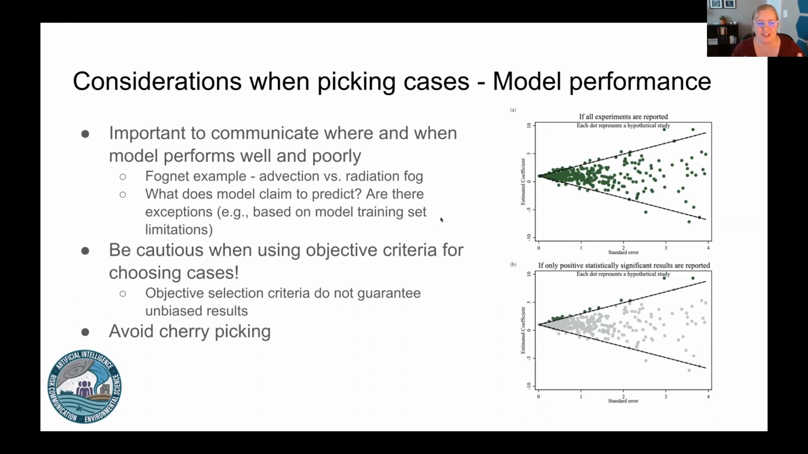So objective selection criteria do not guarantee unbiased results. Objective sounds nice, but it's not necessarily something that's going to keep you from having inherent biases. And so that's why it's always important to be critical and thoughtful. And of course, I probably don't have to tell you guys this, but don't cherry pick. We don't want to only pick examples that are going to make our model look good. We need to figure out a more holistic picture that we need to pick for users.